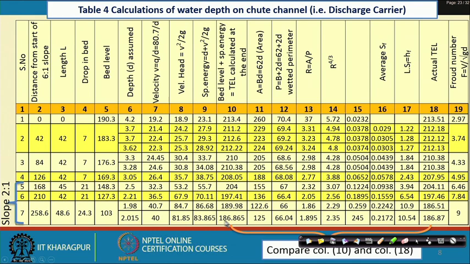So, here you can see at the last end of the channel, where we divided at a small interval of 42 meter, column 10 is approximately equal to column 18. So, now our assumptions are correct.